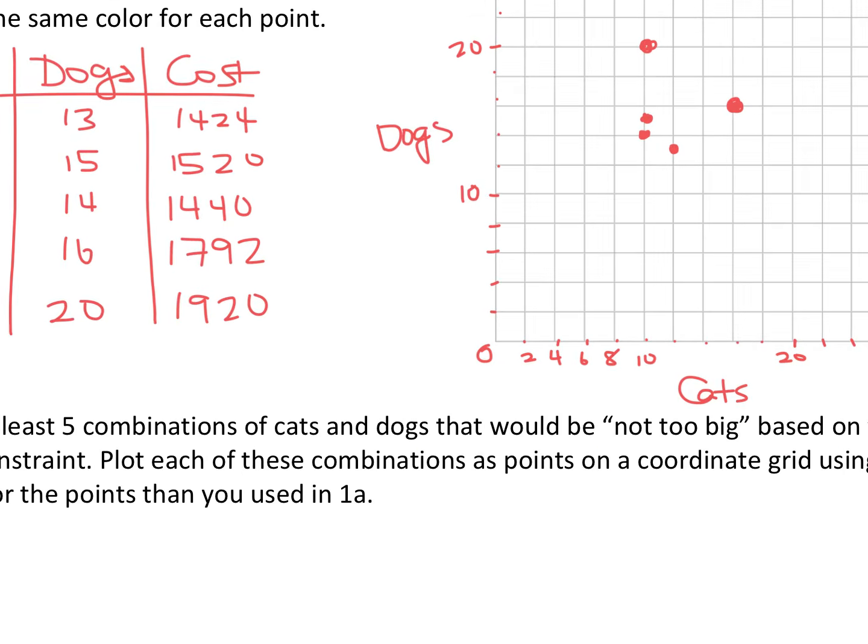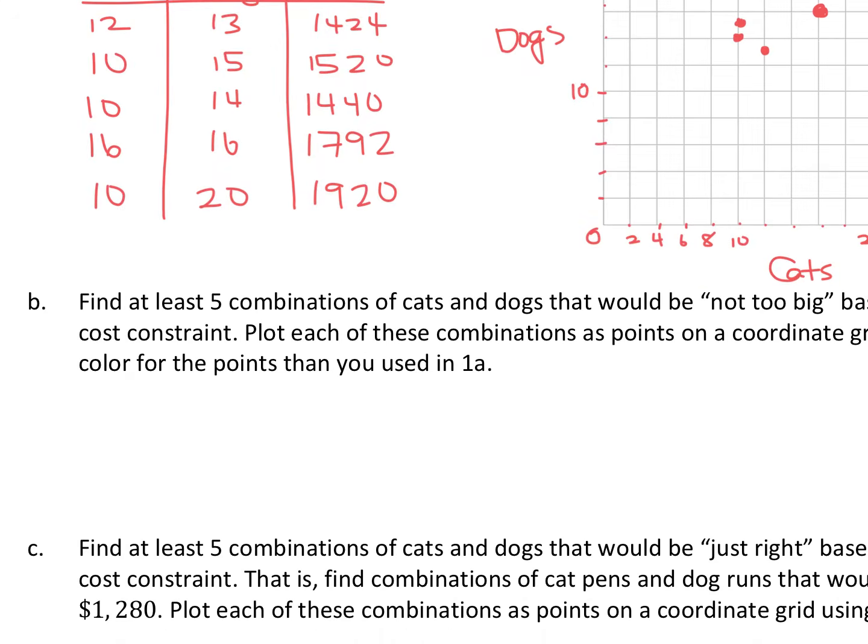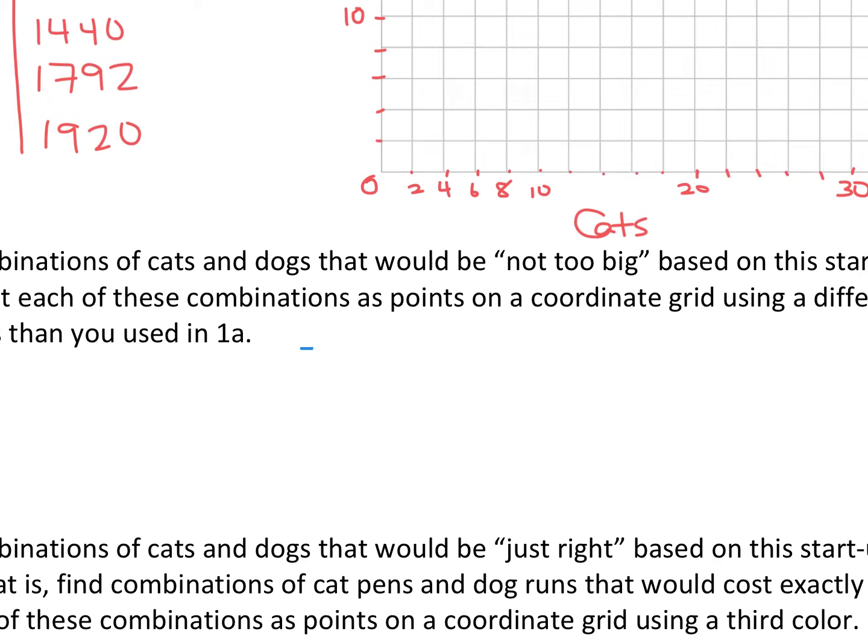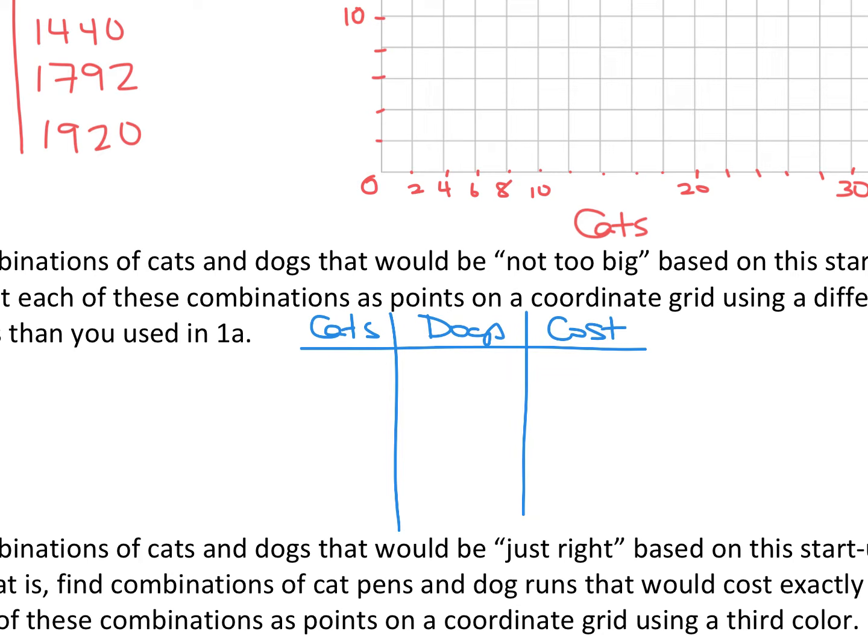Okay, I'm going to switch colors now and find at least 5 combinations of cats and dogs in part B that are not too big, so ones that do not use all of the money. So let's go ahead and build a little table and create those 5 combinations. So we've got cats, we've got dogs, and cost. So for cats, let's do like 4 and then 4 dogs. That's $4.48. That's definitely under budget.